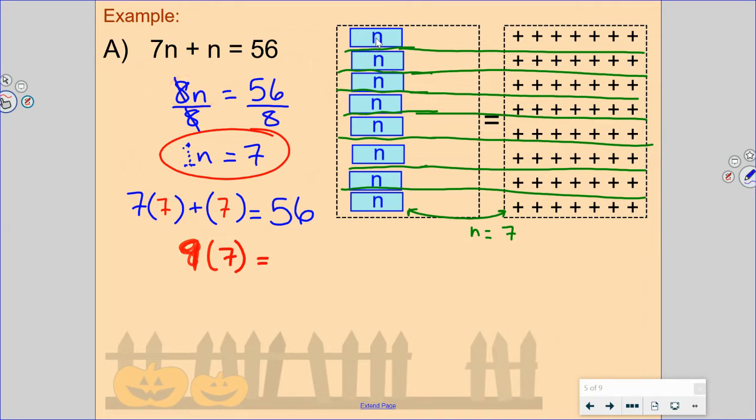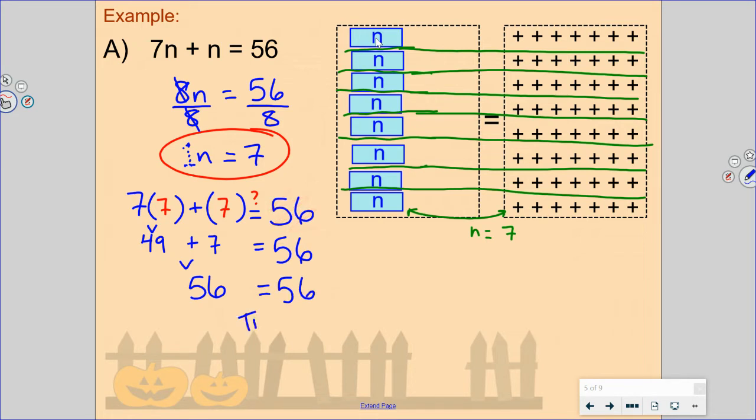Use the original equation. All right, now order of operations. I'm going to put a little question mark here. Is this true or not? Order of operations tells us to multiply first. 7 sevens is 49. 49 plus an additional 7. Some of you even cover this up so your brain doesn't cheat you. 49 plus 7 is 56, and when you take your hand off of it, we certainly have a true statement.